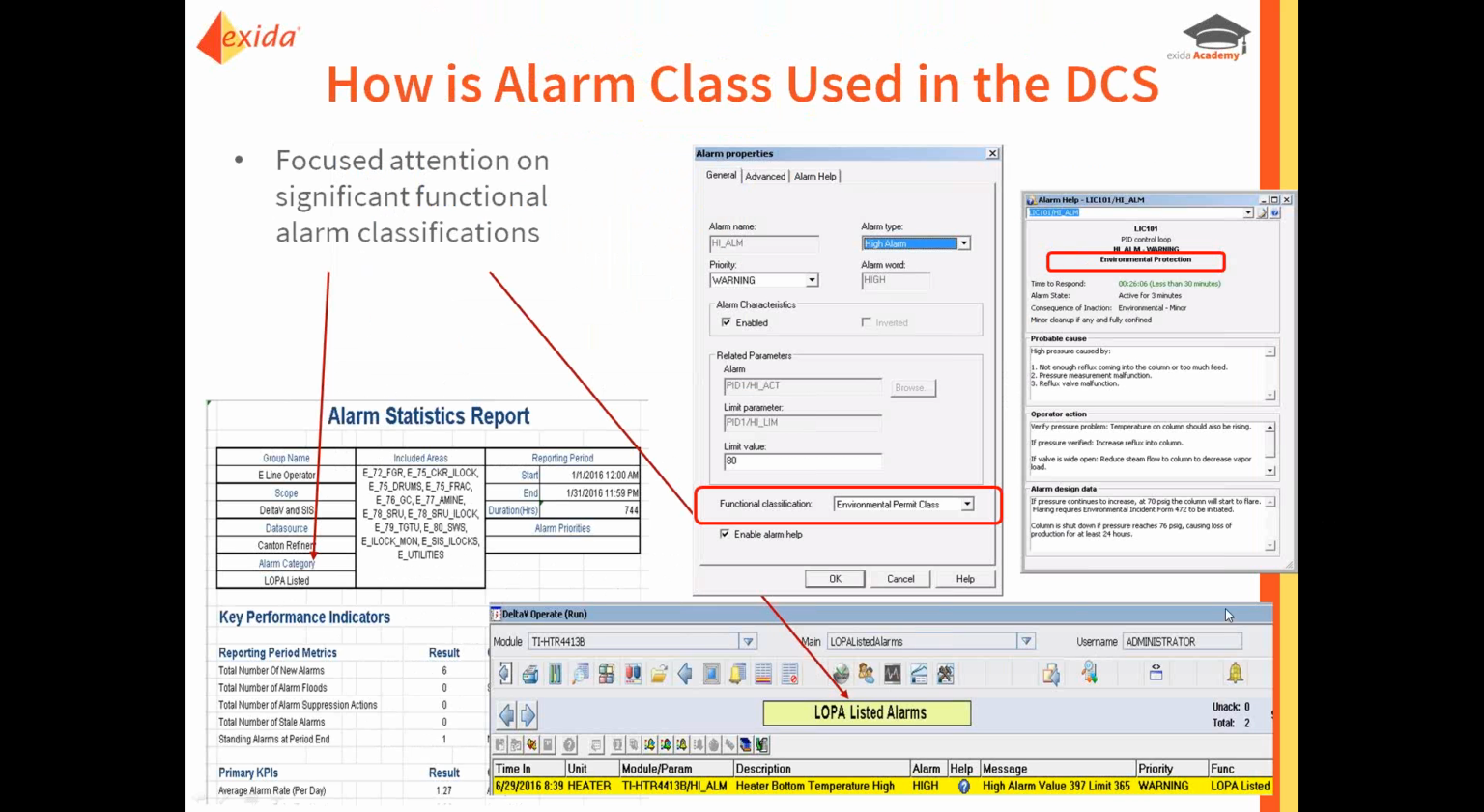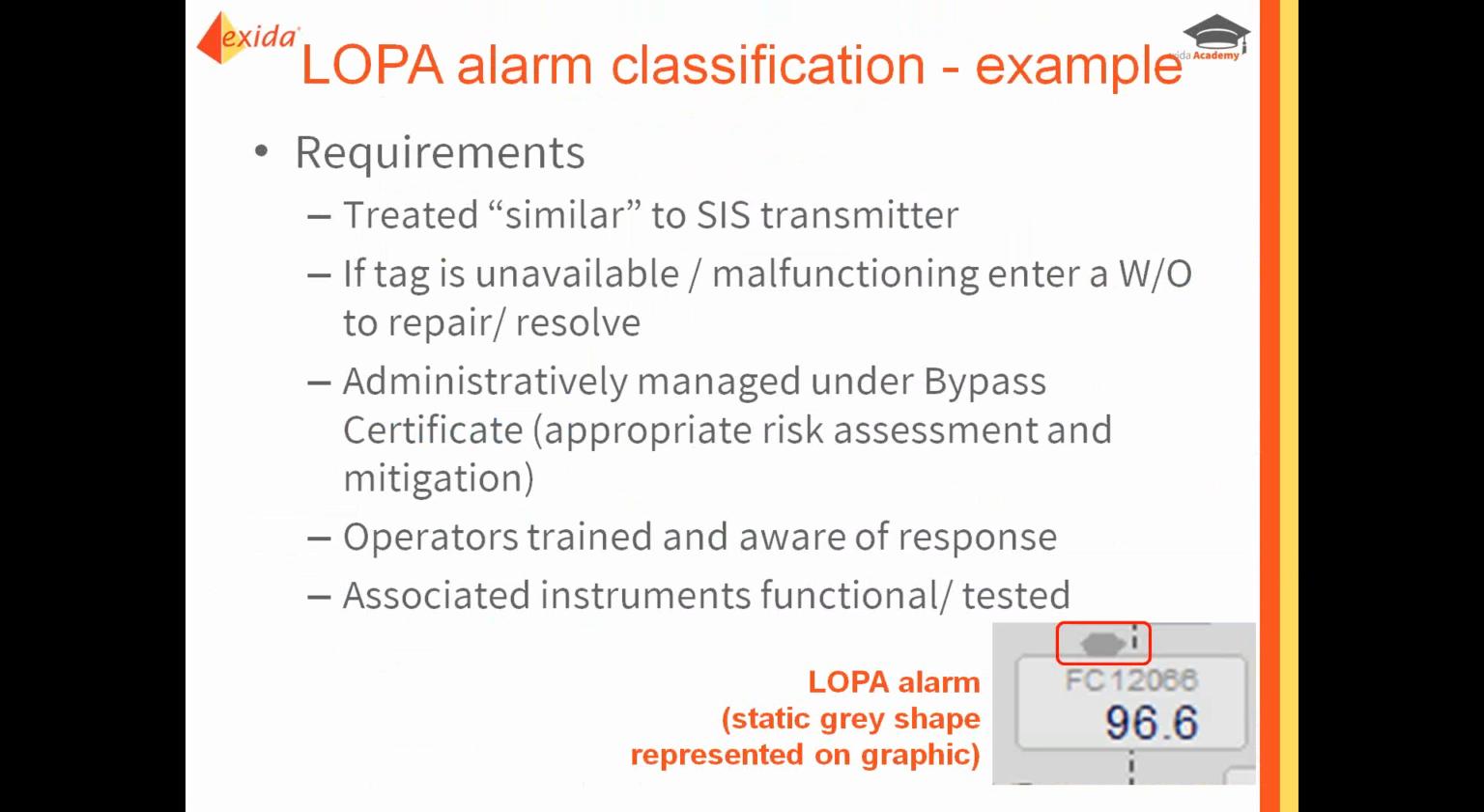We can also see here that the alarm response information for the operator not only includes information on what to do, but it also includes what the class of the alarm is. So kind of what the purpose of the alarm is, so that the operator has that information. So that's one example of how class is used in the DCS. This is another example from a customer where they defined requirements for how IPL or LOPA alarms would be handled.